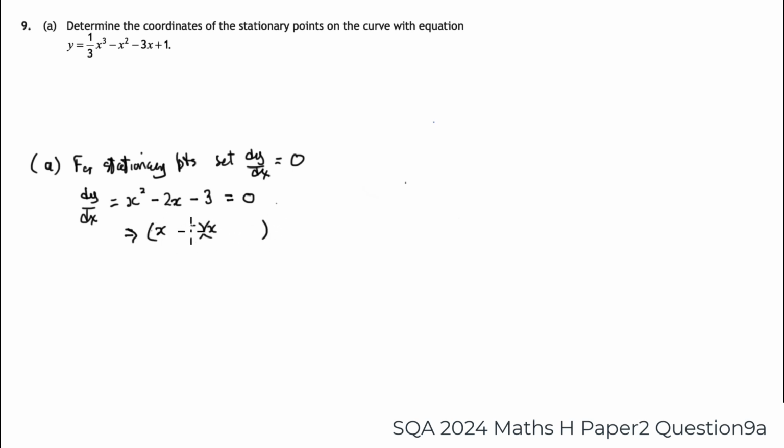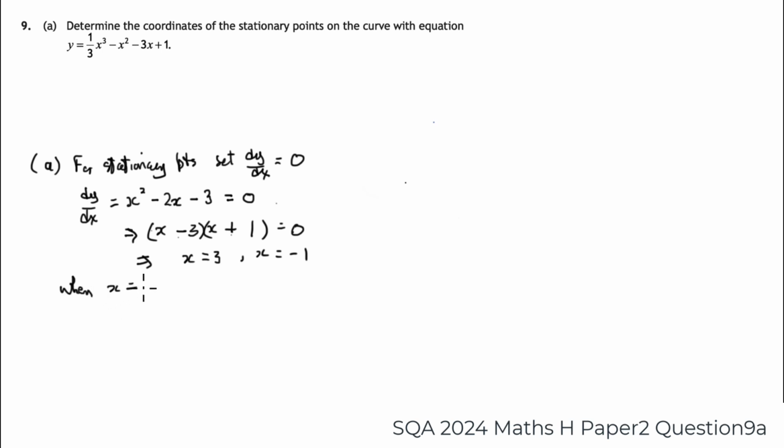x minus 3, x plus 1. It'll be minus the 3x plus the 1x. So that's it factorised. First factor being 0, x would be 3. Second factor 0, x would be negative 1. So let's tackle these in turn.